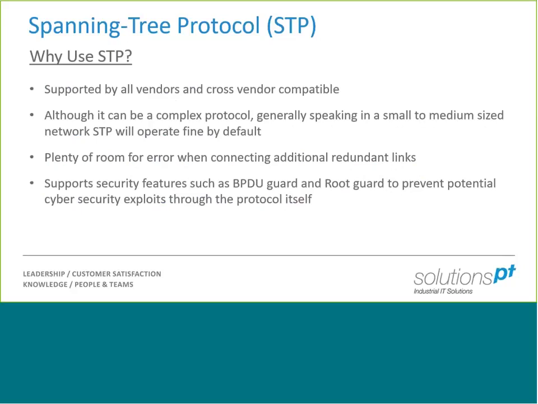So the question is, why use spanning tree? And I guess the main reason is because it's compatible with all vendors and also cross-vendor compatible. So let's assume we've got a network of various different vendors. We've got some Hirschman, some Cisco, some Juniper, some Netgear. We've got it all thrown in there. Spanning tree will happily coexist there on the network. It's an open standard protocol, so the same rules apply regardless of the vendor.